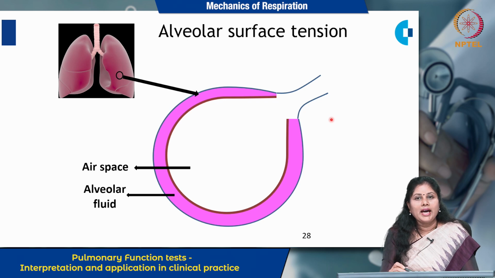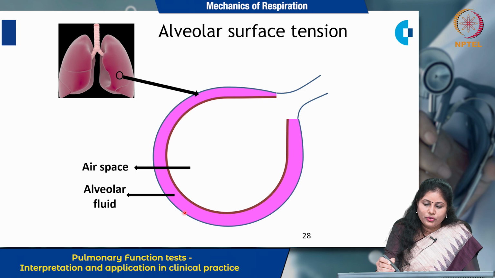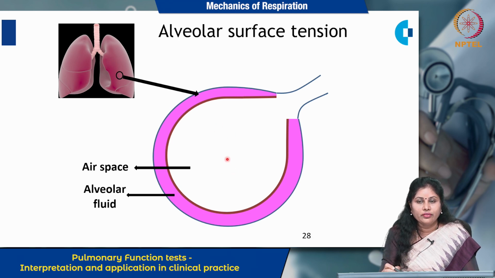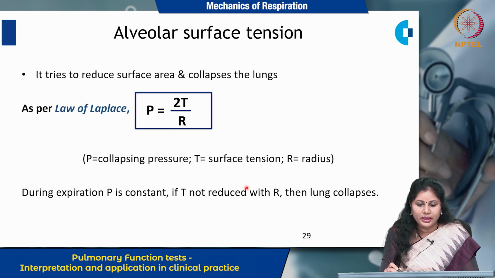We have an air-water interface in our alveoli too. If you can see, this is an alveolus. There is a thin layer of fluid present on the inner wall of the alveolus, and here is the air. So there is an air-fluid interface, and automatically surface tension comes into play. This surface tension reduces the surface area in the alveoli and tends to collapse them, causing collapse of the lungs as such.